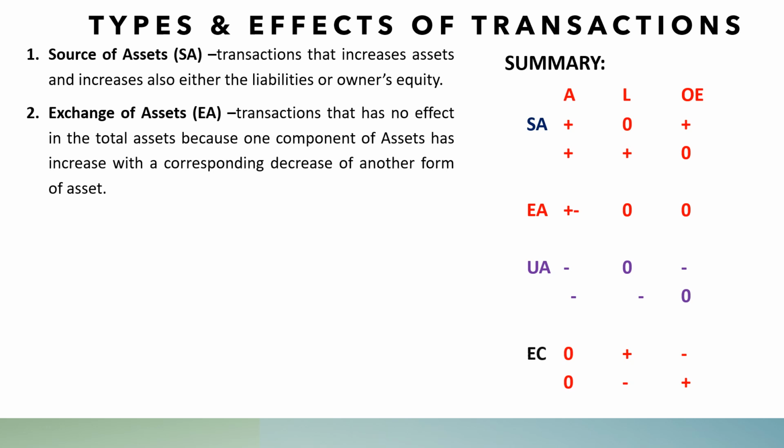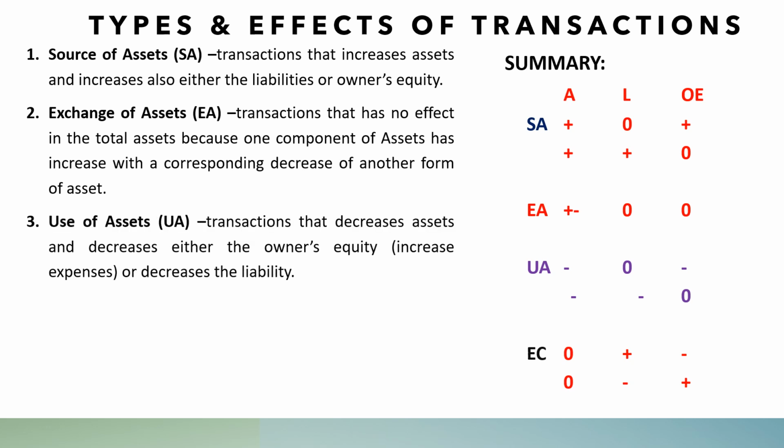Another type of transaction is exchange of assets. In this transaction, there is no effect on the total assets. It's still the same amount. However, one component of assets has increased and another component of assets decreased. Therefore, it has no effect on liabilities and owner's equity. As you can see in the accounting equation, exchange of assets has positive and negative for the assets and then 0 and 0 for liabilities and owner's equity.